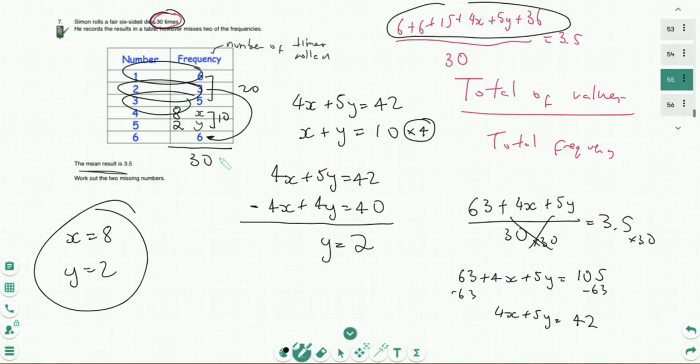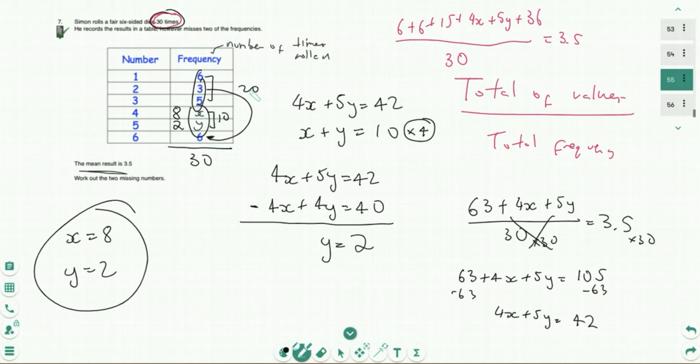Then you divide it by the total frequency, which is 30, which gives me 3.5. Then I simplified it to create this equation. All right? Then I realized that all the frequencies must add up to 30, because I rolled the dice 30 times. So these numbers already add to 20. So these two numbers had to add up to 10, because 20 plus 10 is 30.